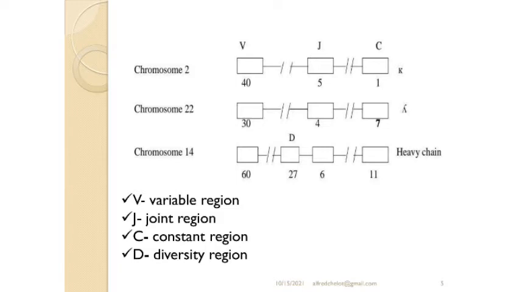And for the lambda light chain on chromosome number 22, there are about 30 V gene segments, 4 J gene segments, and 7 C gene segments. Then for the heavy chains on chromosome number 14, there are about 60 V gene segments, 27 D gene segments, 6 J gene segments, and 11 C gene segments. And you need to know that the V gene segments, D gene segments, J gene segments, and C gene segments are not continuous. So they are widely separated from each other.